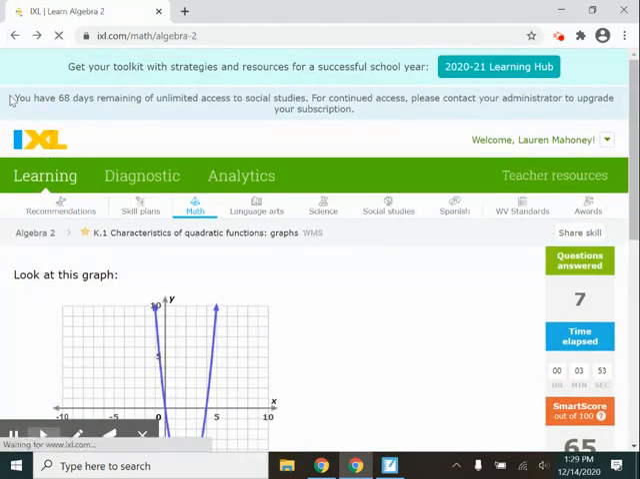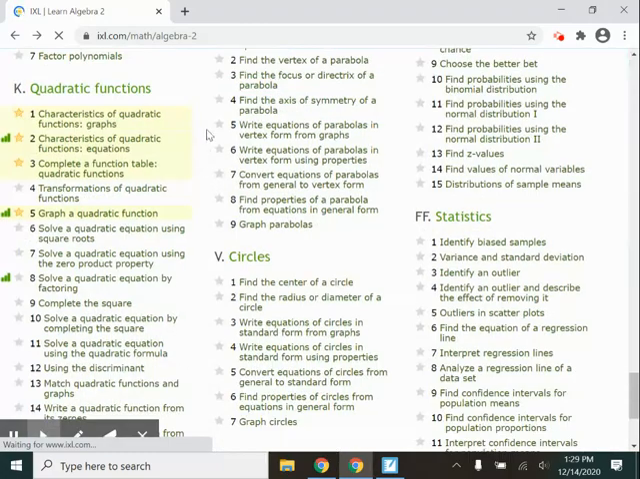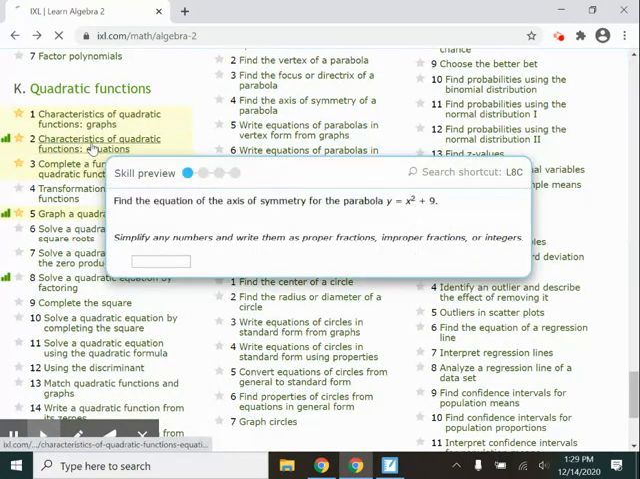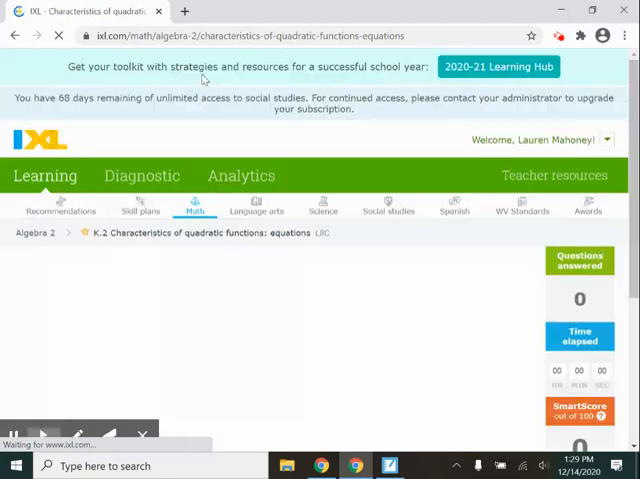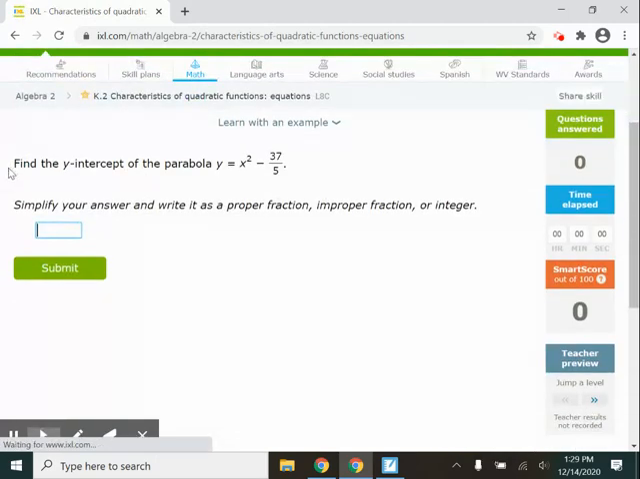So let's go back and look at K2. K2 is going to be asking the same types of questions, but instead of giving you a picture of a graph, you're going to be given an equation. And so that's where you're going to be using some of the information that I put on the smartboard. So this first question, find the y-intercept.